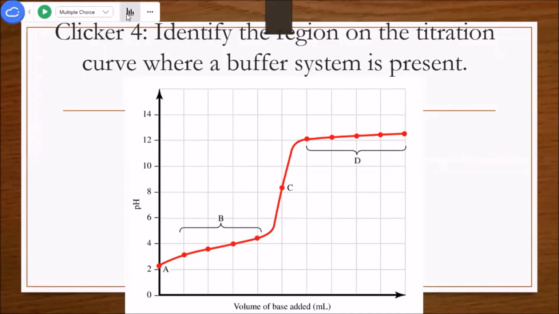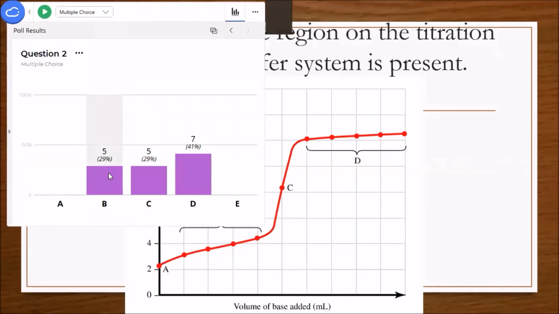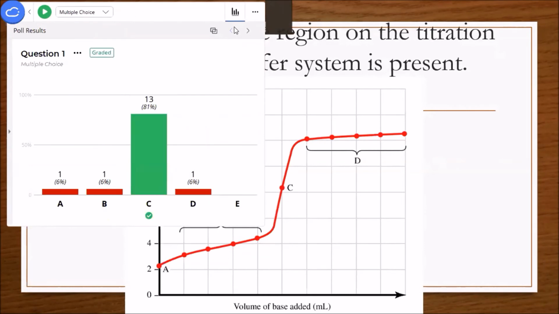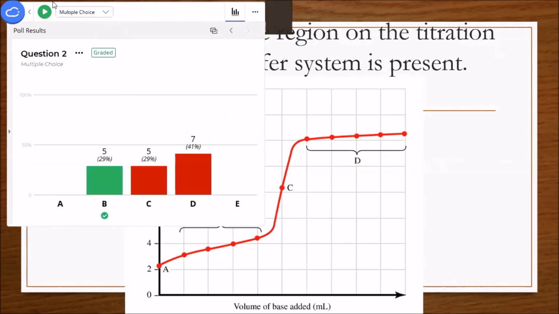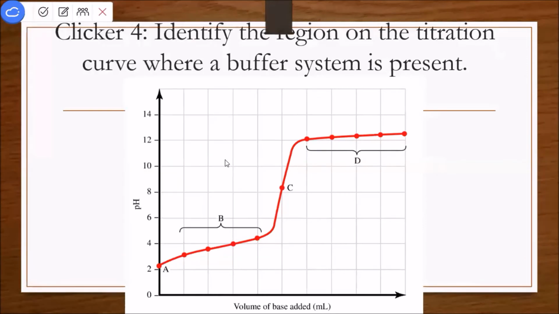So the buffering region, hopefully, B. It was B. So this one is all weak acid, no conjugate base. This one's all conjugate base, no weak acid. This is all strong base.